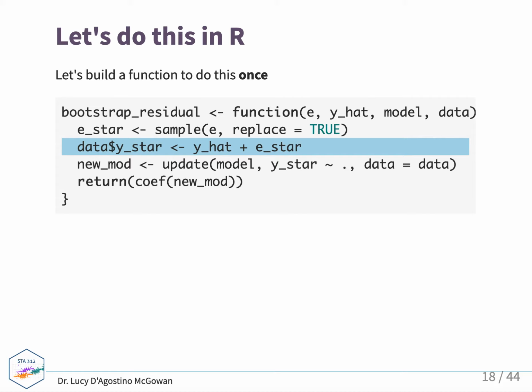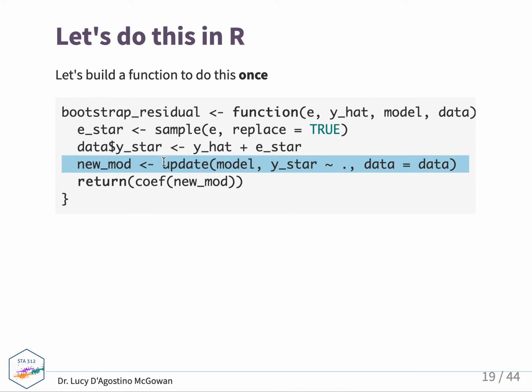In the second line, I'm taking the y hat that I passed in through my function, and I'm adding the E star that I just calculated inside my function. And I'm saving this as a new variable in my data that I've passed. So this is my original data that I passed. I'm adding a variable called y star to that data. And then this is the same exact code as before.